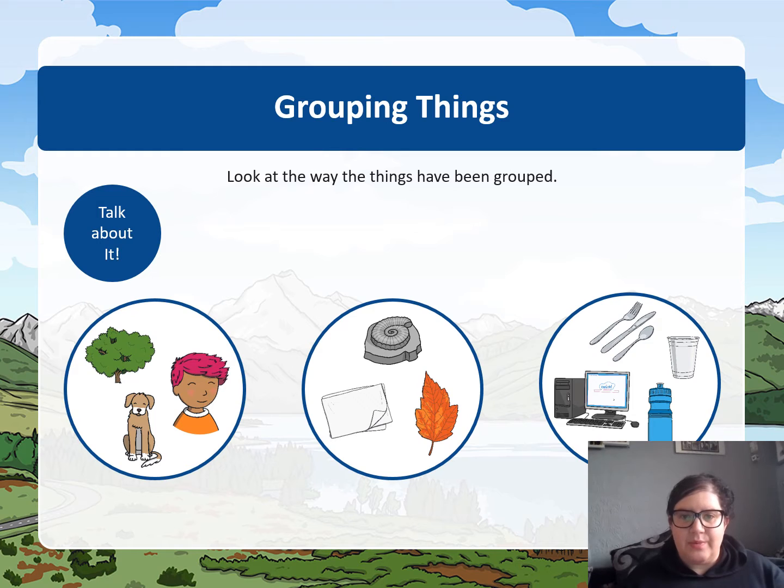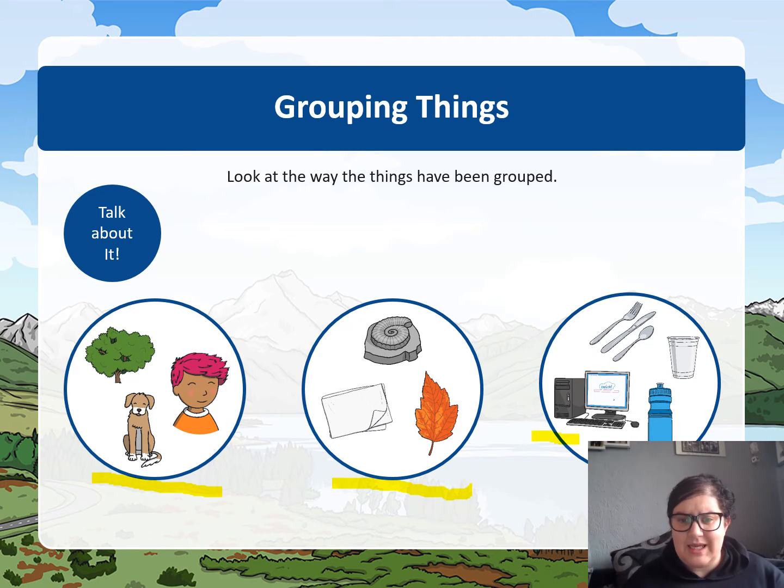So this is the way I would have grouped them. So you've got, let me just grab the pen. Here you've got the living things, you've got the dog, the child and the tree. Here you've got things that were once living, so the leaf, it used to be part of the tree. The fossil used to be a living thing, it's now no longer living, it's fossilized. The paper comes from trees, so paper used to be a living thing.